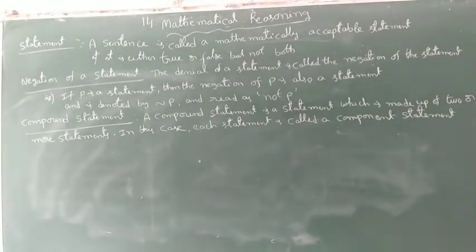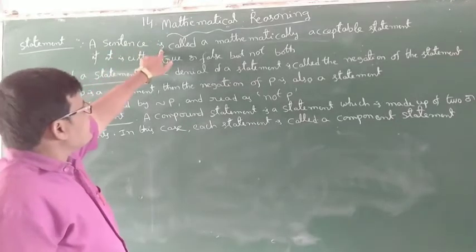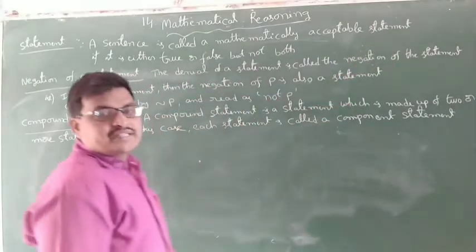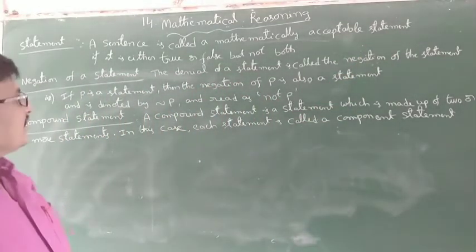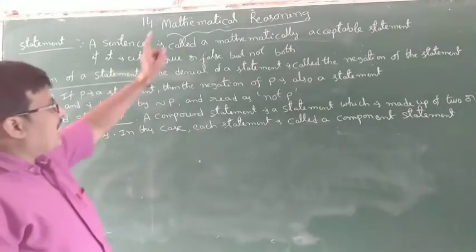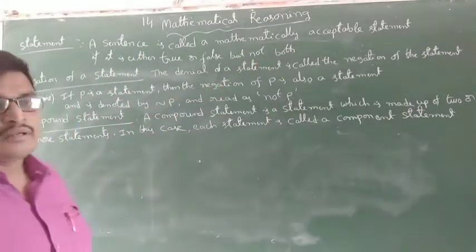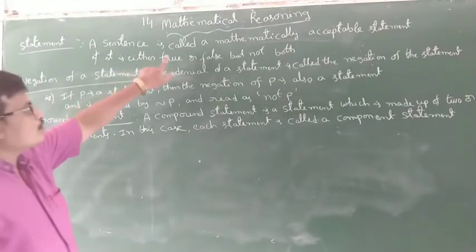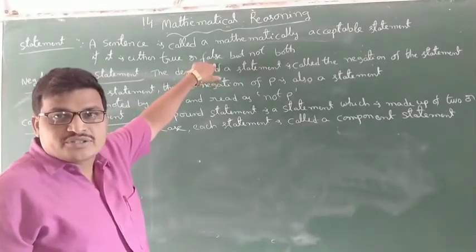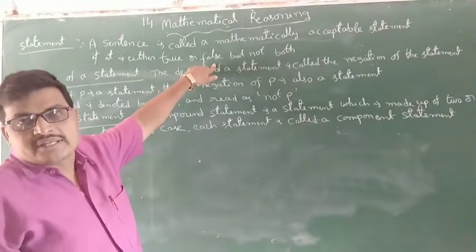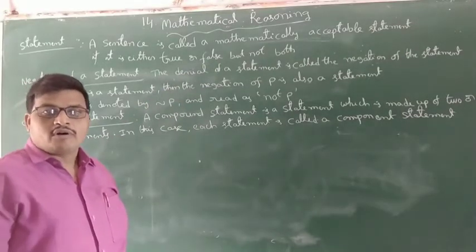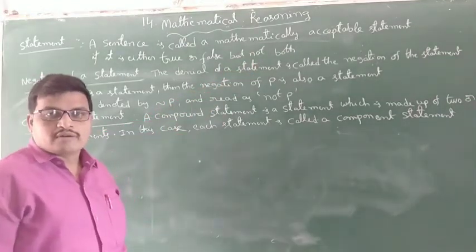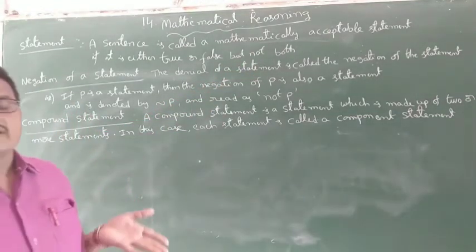Once again, a sentence is called a mathematically acceptable statement if it is either true or false. If the sentence is true, it is a true statement. If the sentence is false, it is a false statement. If it is both true and false, then it is not a statement.